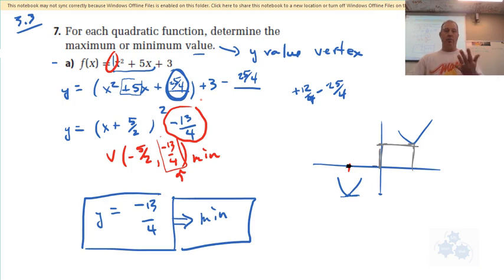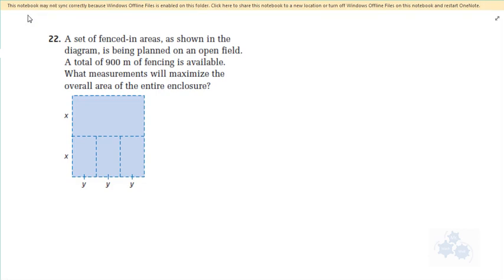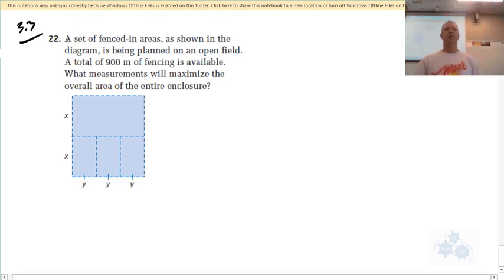So I know I went through that pretty fast, but if you get that, great. If you don't get it, ask me a question. This is also 3.3, and this is number 22.